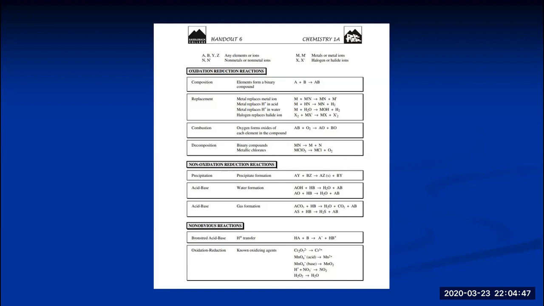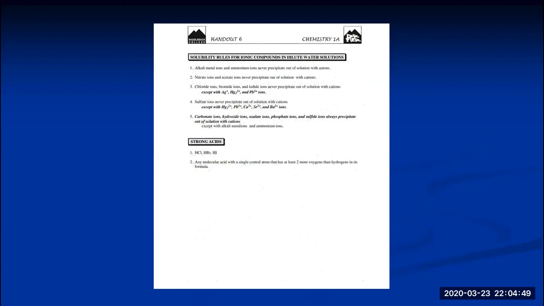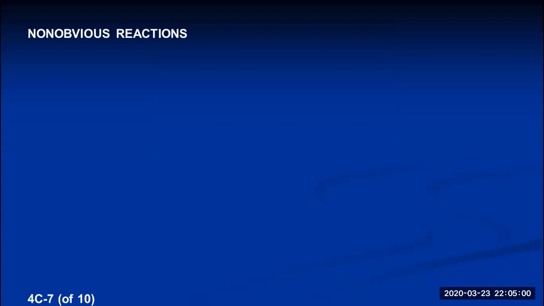One final point, if you flip handout 6 over to the next page, these are the solubility rules that I've been referring to for most of this lecture. I also have the list of the strong acids at the bottom just to remind you. So let's go to the types of non-obvious reactions. We'll do one of them today.